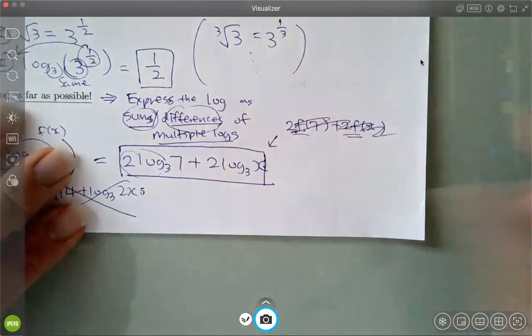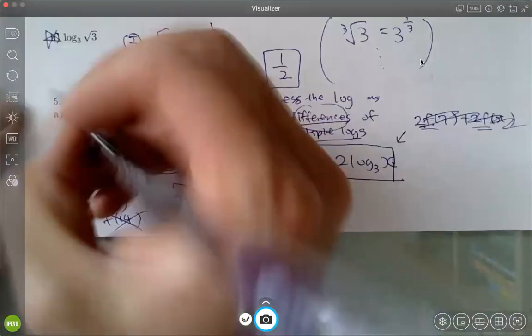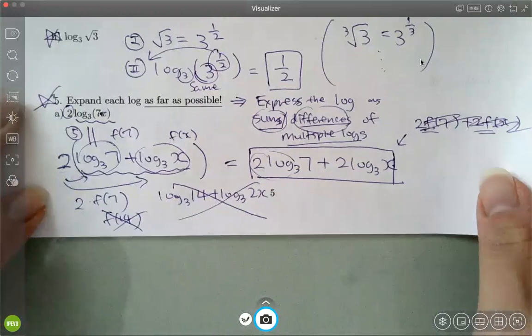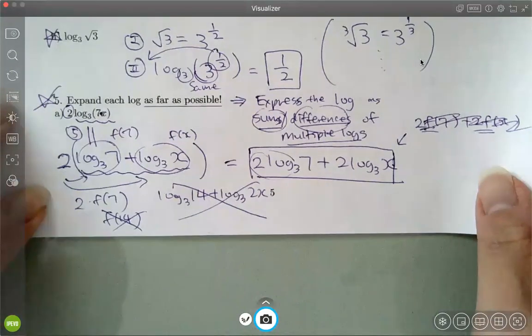And the thing is, this kind of problem gives trouble to most people, even if they know which rule to use, like rule number 5 and 6. So let's practice a few more. Can I go to the next page? I do have one question.